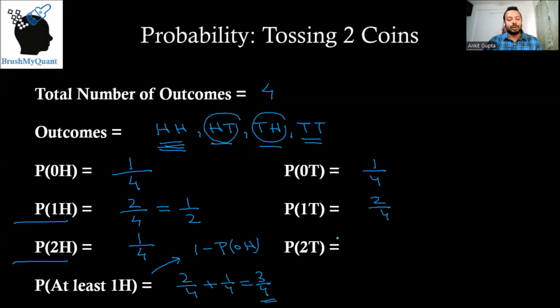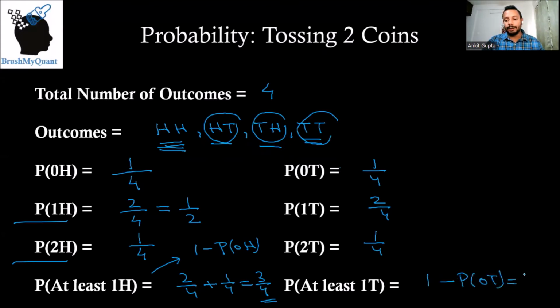Probability of getting 2 tails will be 1 by 4. And probability of getting at least 1 tail will be nothing but 1 minus probability of getting 0 tails, which is 1 minus 1 by 4, which is 3 by 4.